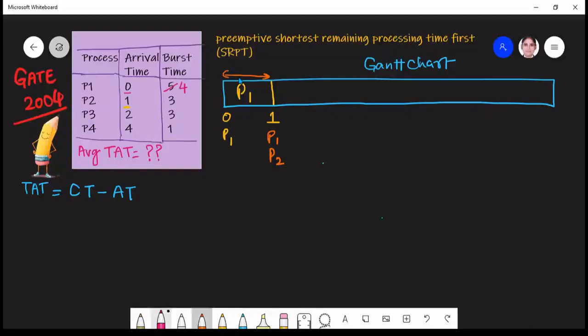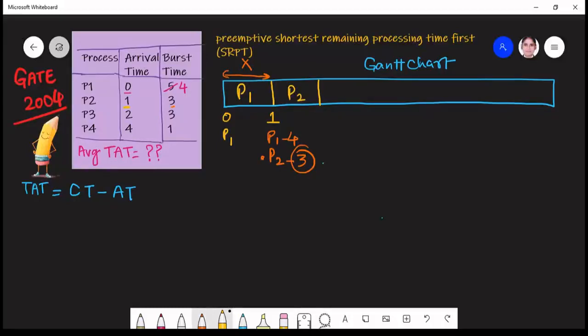Now you can see here the remaining execution time of P1 is 4 and P2 is 3, as you can see from here. And in this algorithm, out of these two processes, the process having the least remaining time is going to preempt the previous process. So as you can see, P2 has the least remaining execution time. So it is going to preempt P1 and take the CPU next. So now P2 will take the CPU.